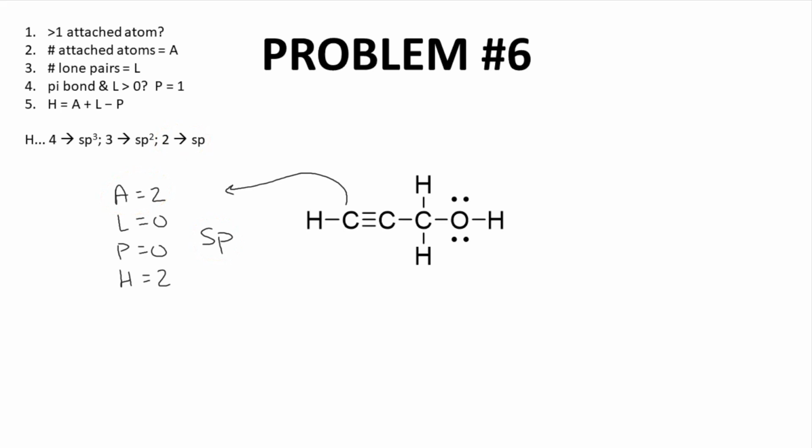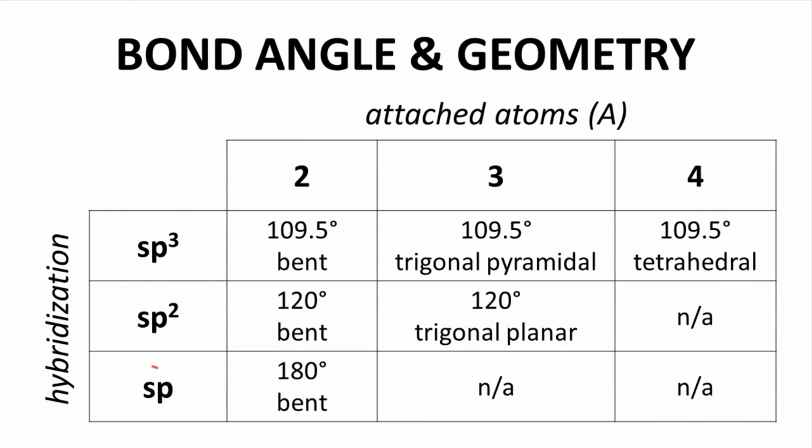Let's now go back to our table. So hybridization of sp, attached atoms is 2. This is going to have a bond angle of 180. Whoa, whoops. That is a mistake. That should not be bent. That's crazy talk. That should be linear.